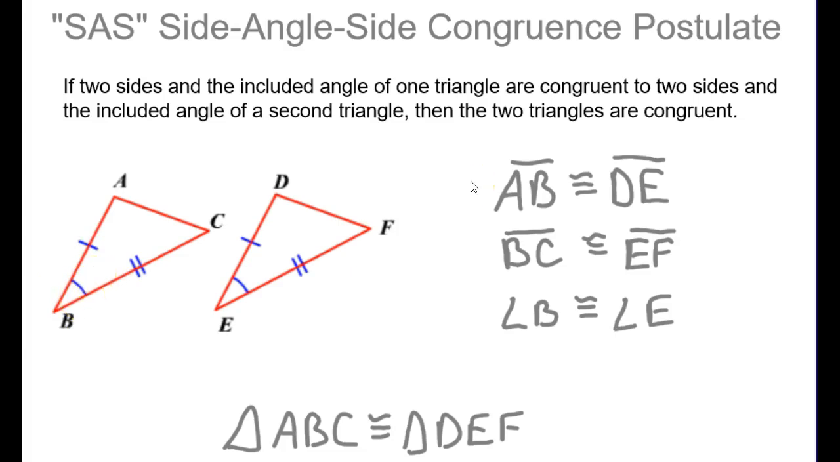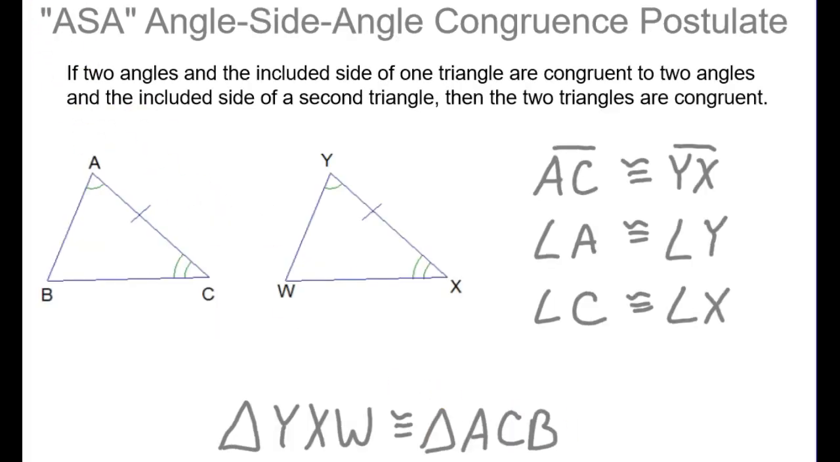Now according to this postulate, we have 2 pairs of congruent sides: AB is congruent to DE and BC is congruent to EF, and the included angle, angle B, is congruent to angle E. Since we have those 3 parts, according to this postulate, we can determine that triangle ABC is congruent to triangle DEF. Since these 2 triangles are congruent, we know all 6 parts are congruent: the 3 corresponding side lengths and the 3 corresponding angles.